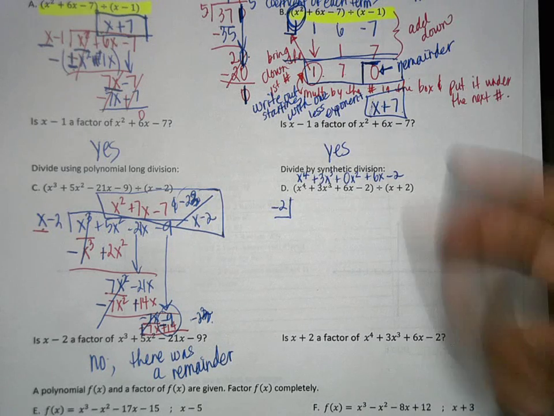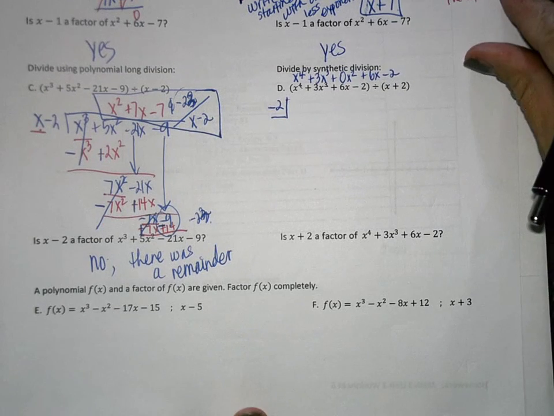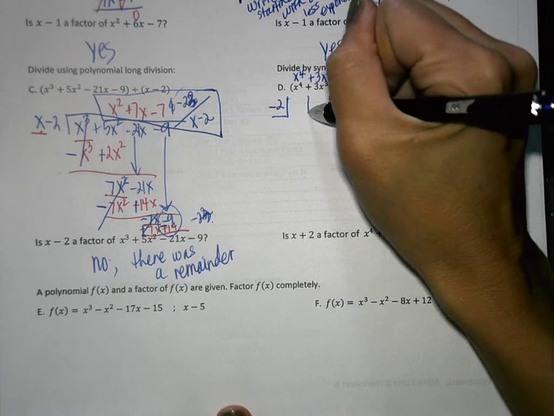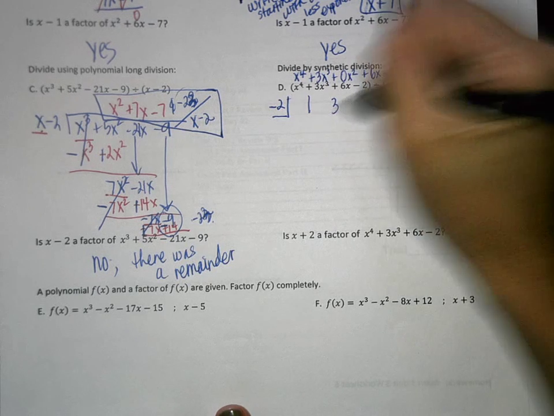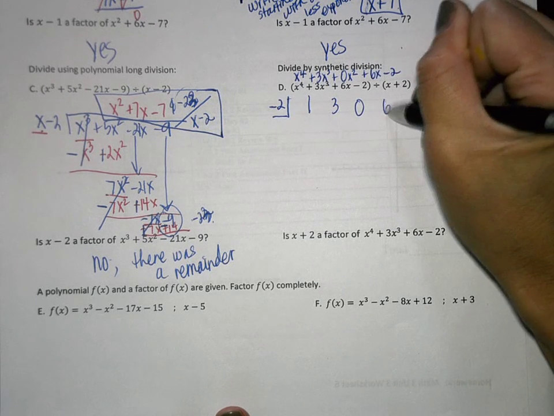Okay, so when we write this out, we have to write our coefficients now. So starting with our first term, we're going to write a 1 and then 3, 0, 6, -2.